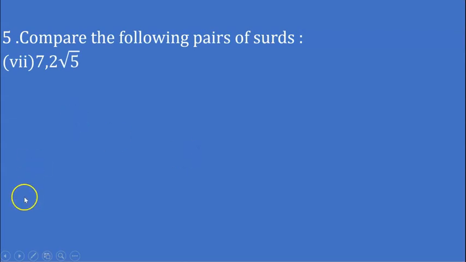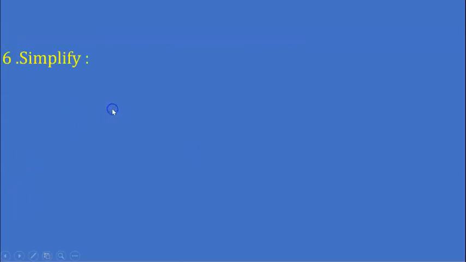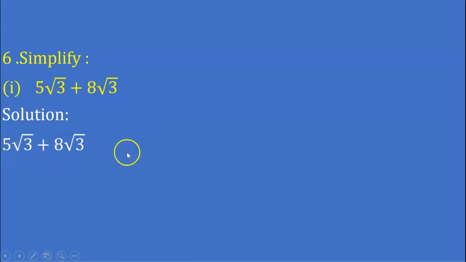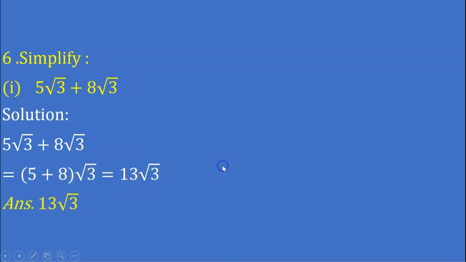Next example. Now question number 6. Simplify 5 root 3 plus 8 root 3. Therefore 5 root 3 plus 8 root 3 is equal to, in bracket, 5 plus 8 into root 3, which equals 13 root 3. And hence the answer is 13 root 3.